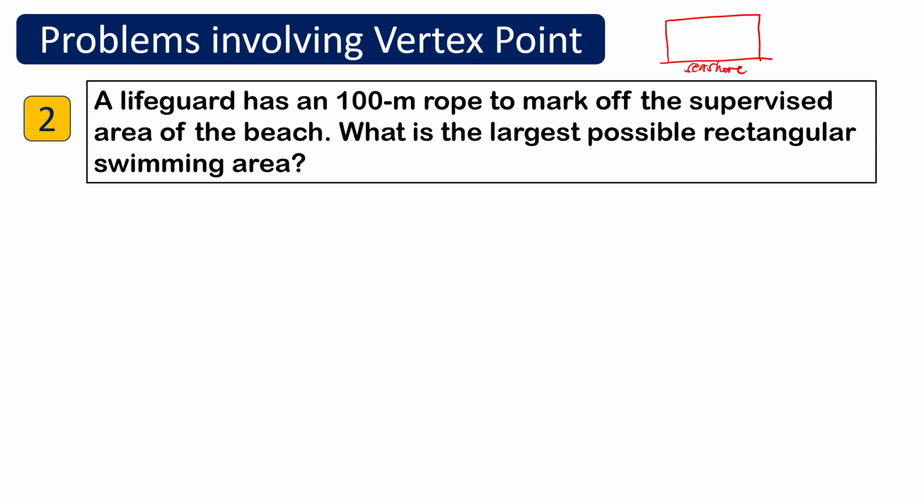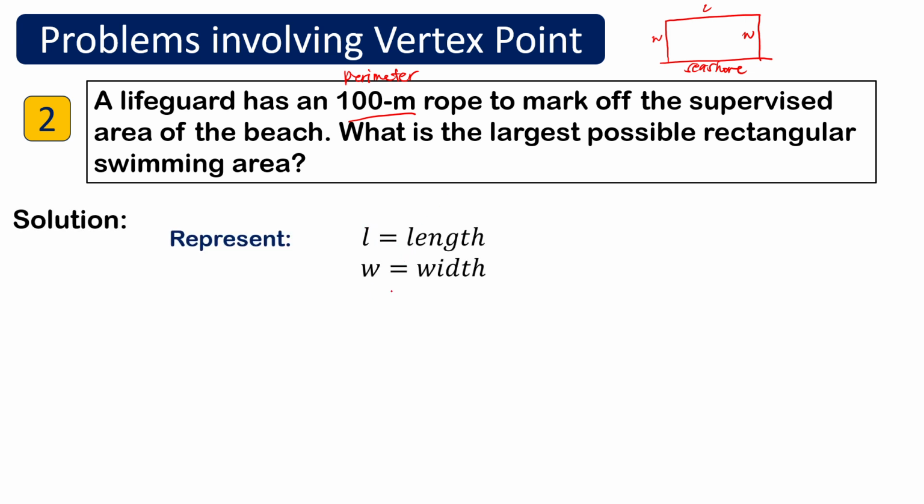So it forms a rectangular shape. So meaning these three sides, the total of it is 100 meters. So we can say that the perimeter is 100 meters. For the representation, we have here the length and the width. So L is the length and W is the width.